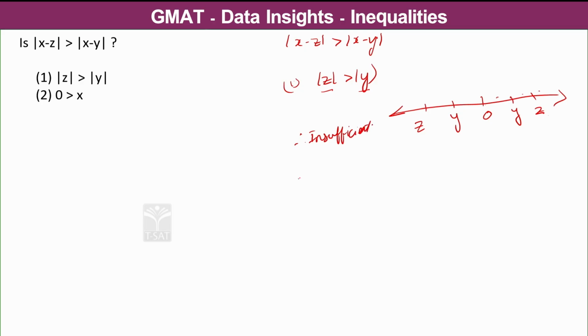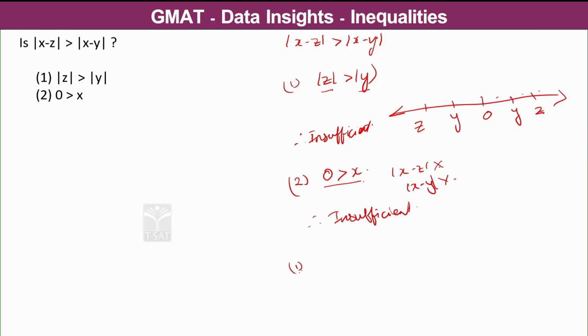Statement 1 is done. Let us look at statement 2. Statement 2 is saying that x is less than 0. By this information alone, you cannot say for sure anything about the distance of x from z or x from y, because you know nothing about z and y. Therefore, this is insufficient to answer the question.